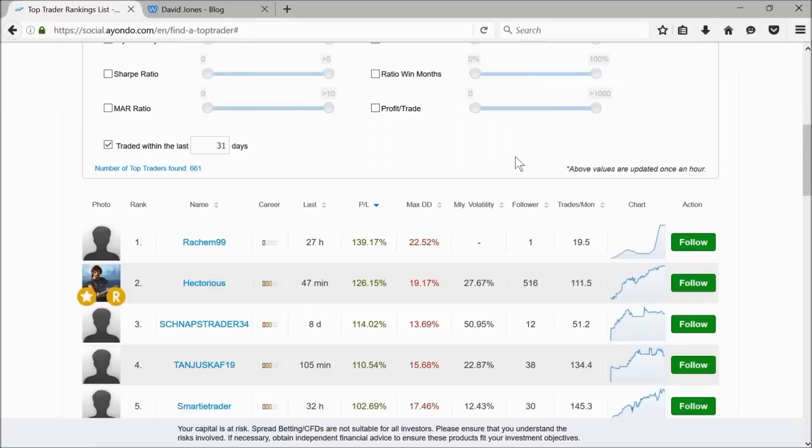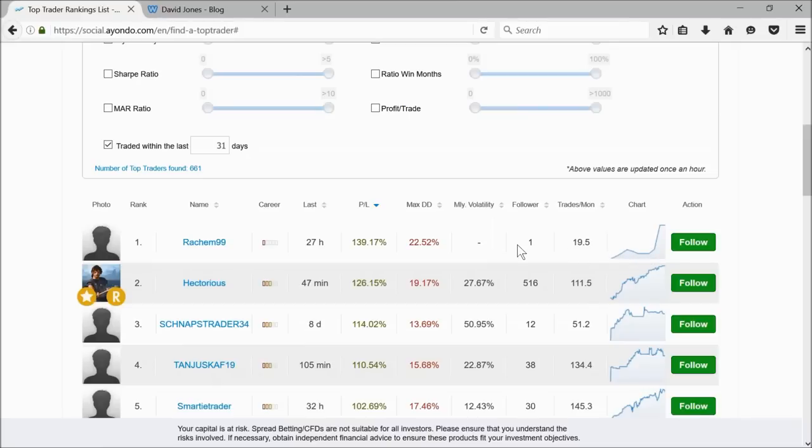Their percentage return. If we look at this one here, Rakem 99 has been the best performer based on that criteria. His or her last trade was 27 hours ago. The profit and loss over the last 6 months is 139%. That's a pretty good return. The maximum drawdown is 22%. Again, that's quite healthy. It's not giving back too much profit. Only 1 follower and does about 19 trades a month.